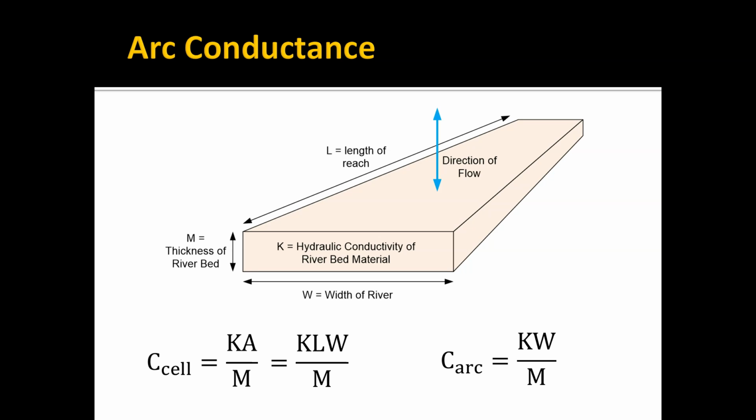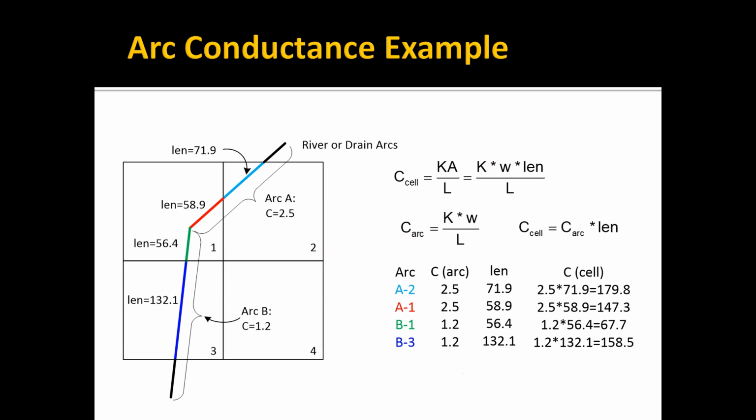And this is the conductance per unit length. So if you then later take this term and multiply it by the length of overlap of that object in the cell, you have the right value. So let's illustrate this with a real-world example.